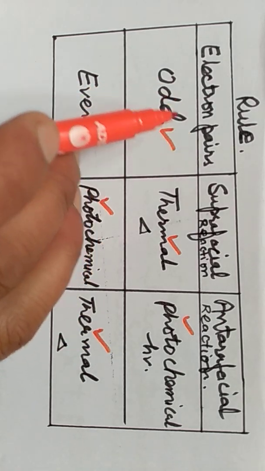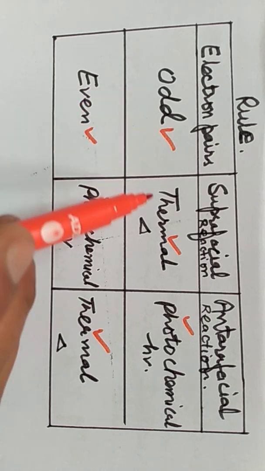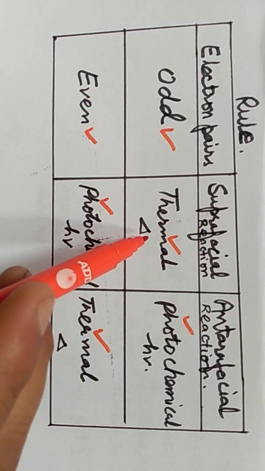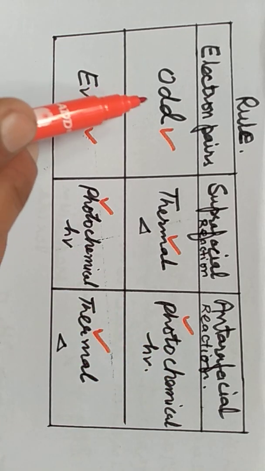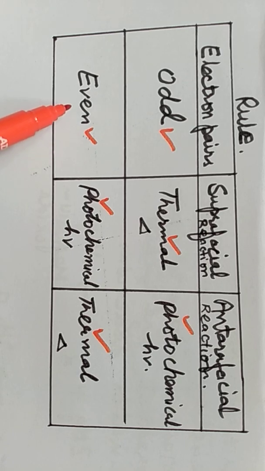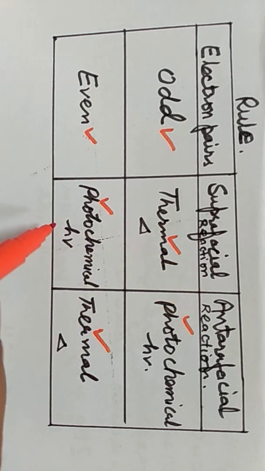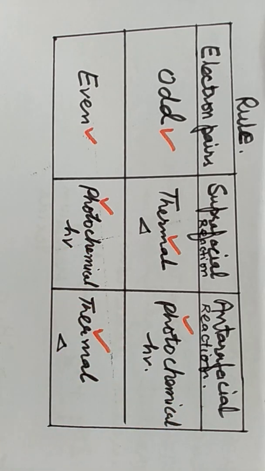If electron pairs involved in sigmatropic rearrangement are odd, then the suprafacial reaction is thermally allowed and the antarafacial reaction is photochemically allowed. If electron pairs involved are even, then the suprafacial reaction is photochemically allowed and the antarafacial reaction is thermally allowed, right?